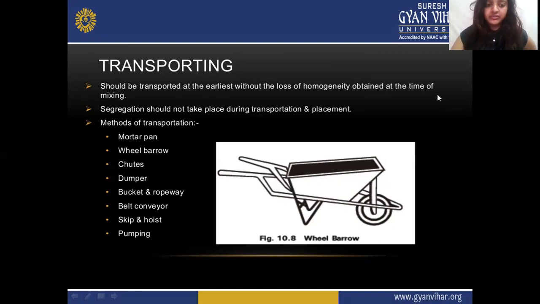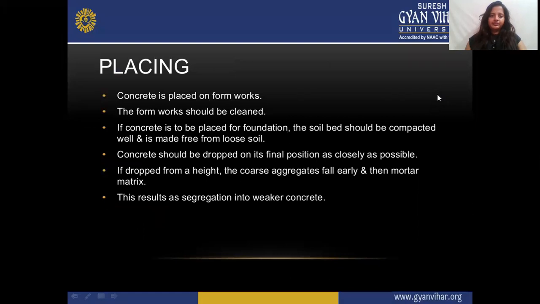With segregation, what happens if the concrete is placed from a very high height and it is dropped from a certain height, the cement and the aggregate particles separate, and it is recommended to pump the concrete and not make the concrete fall from a certain height. Placing. Concrete is placed on formwork.